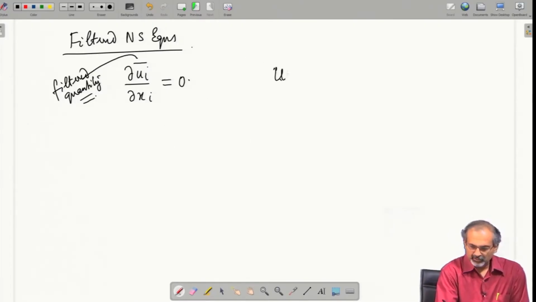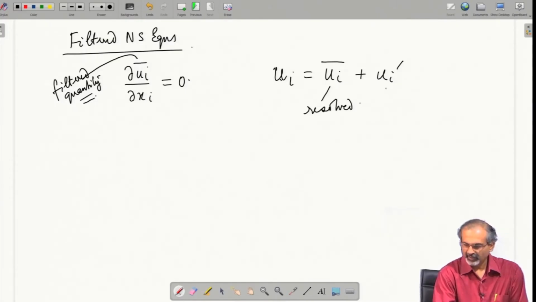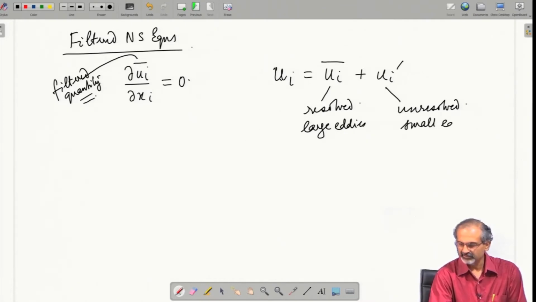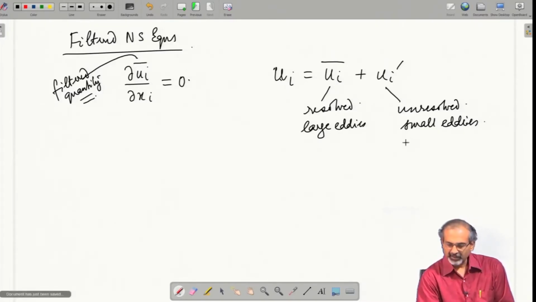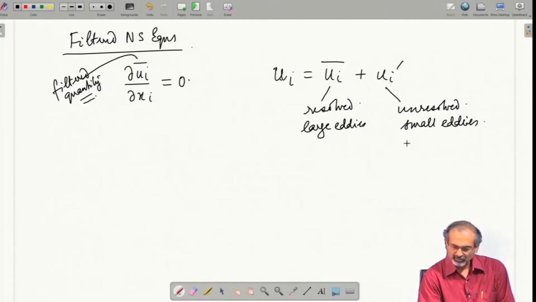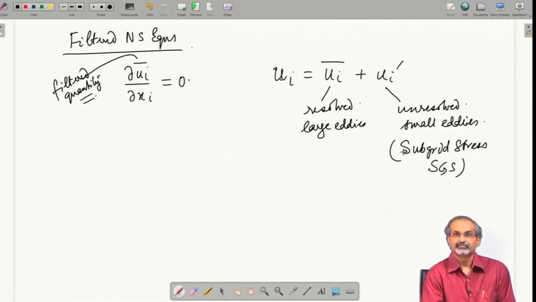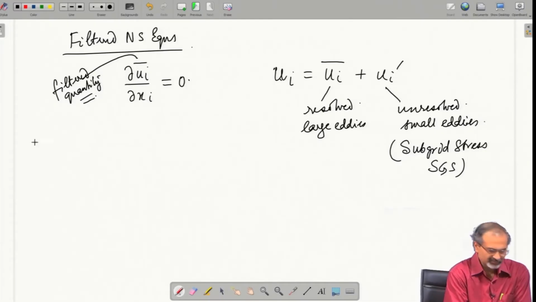So, typically u i would now be written as filtered or resolved, and the dash quantity is unresolved. So, this is part of the large eddies, this is part of the small eddies, which you are not directly capturing, but you are going to capture their effects indirectly through the so called subgrid stress or SGS, which we will discuss.